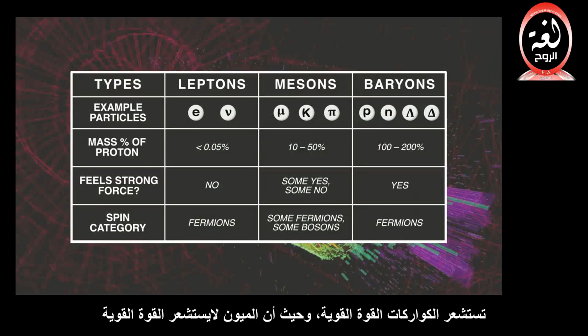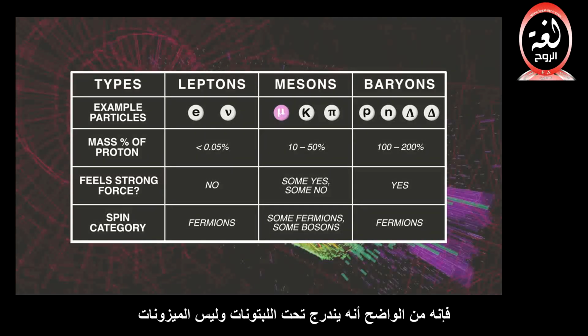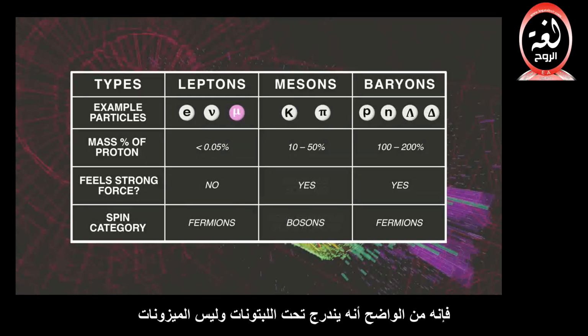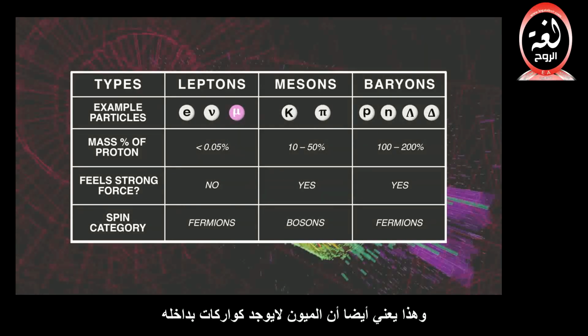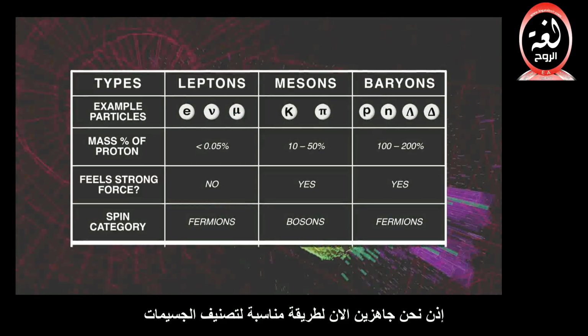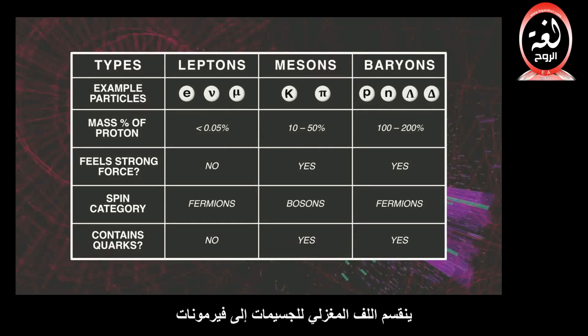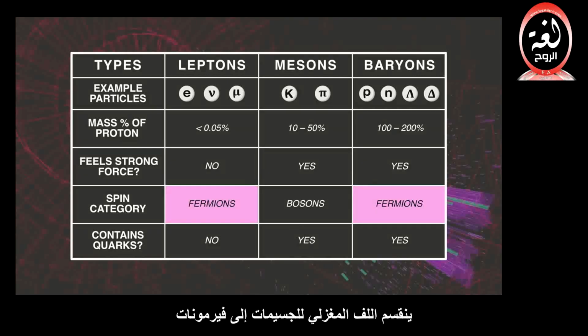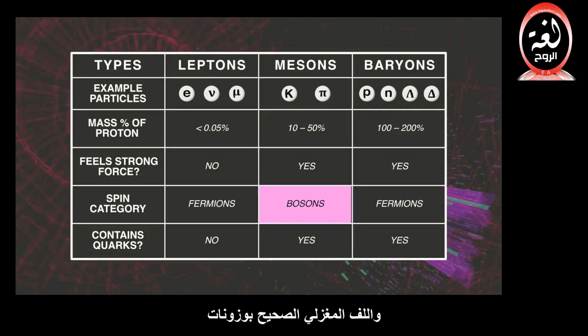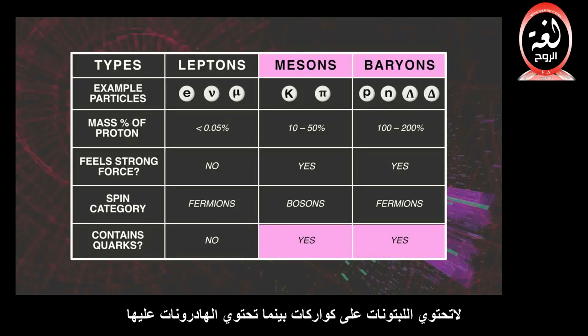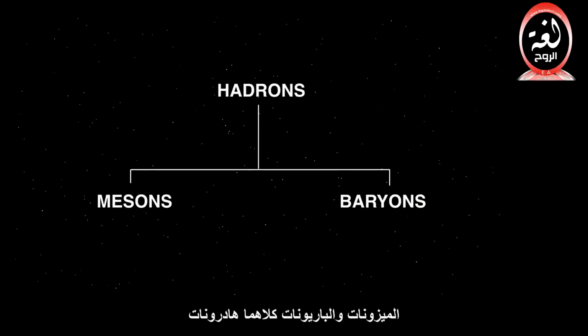Quarks feel the strong force, and since the muon didn't feel the strong force, it was clear that it actually belonged in the lepton category, not the meson one. It also meant that the muon didn't have quarks inside it. So now we're ready for the proper way of characterizing particles. The spins of particles are properly separated into the spin half fermions and the integer spin bosons. Leptons contain no quarks and hadrons do. The mesons and baryons are both hadrons.